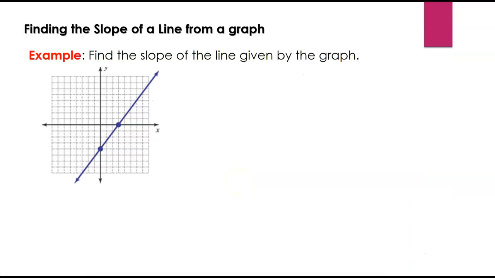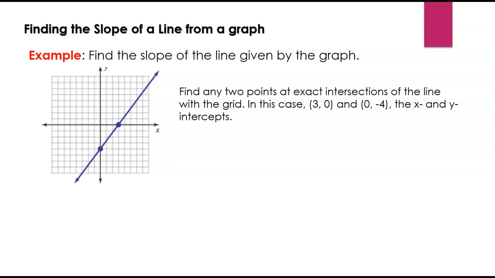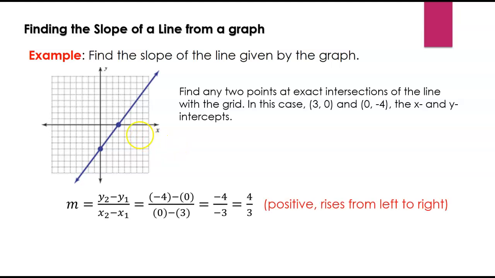We can also, given a line, find the slope just by inspection. The most frequent way to do this is to find the x-intercept and the y-intercept if they are at exact coordinate values, as they are in this diagram. Find any two points at exact intersections of the line with the grid. In this case, 3, 0 and 0, negative 4, the x and y intercepts. So, once we've located those points, we simply subtract and divide. So I'll have negative 4 minus 0 divided by 0 minus 3, which is negative 4 divided by negative 3, and that's 4/3. So it's a positive line which rises from left to right, which we can see from the diagram, and our slope describes that.